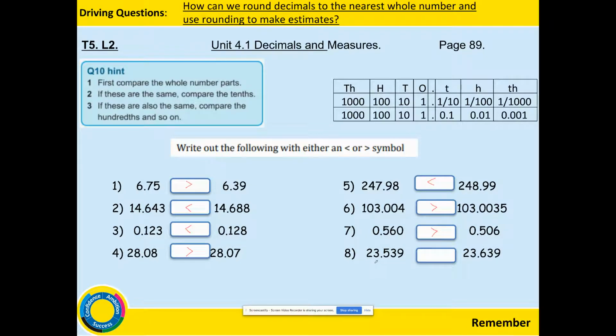Last question. We have 23 whole numbers here and 23 whole numbers here. So we look at our tenths column. We have 5 tenths and 6 tenths. So 5 tenths is our smaller number, and we do our arrow pointing that way. Okay, mark that work, and we'll look at the next slide.